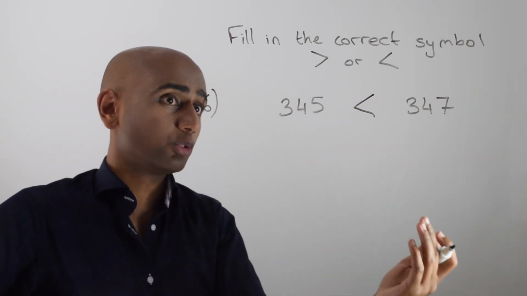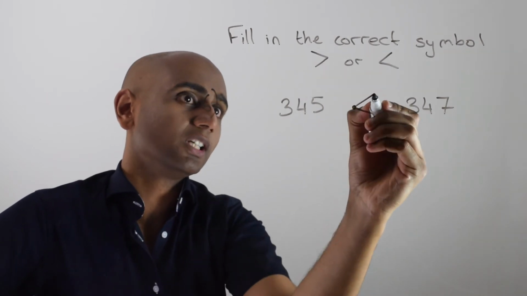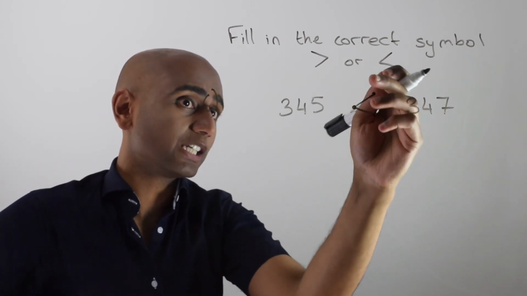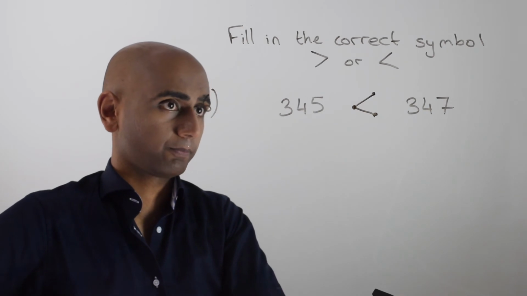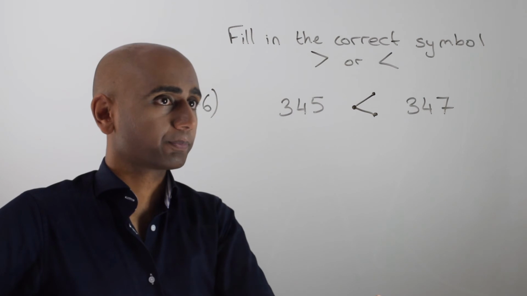One way people like to remember this is that we've got 1 point on this end of the symbol and 2 on the other. So the bigger number goes where you've got 2 of the points. The smaller number goes where you've got 1 point. So 345 is less than 347.